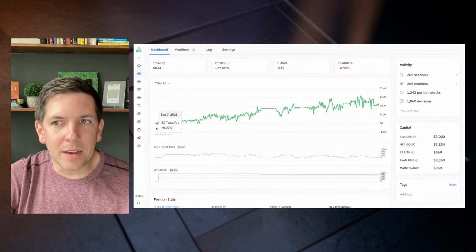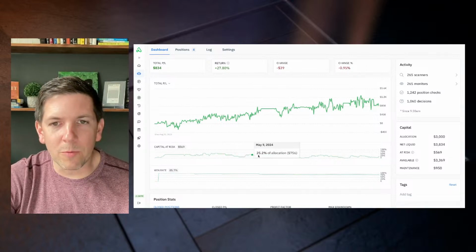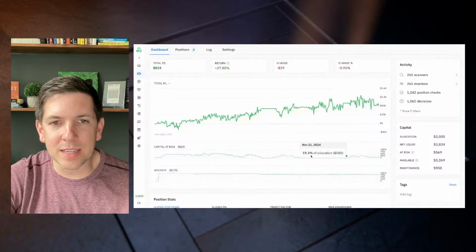If you look at stats here for capital allocation, you can see that for the most part, we stayed right at or just under that 50% allocation the entire time.